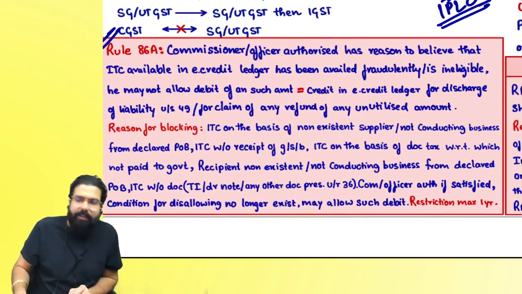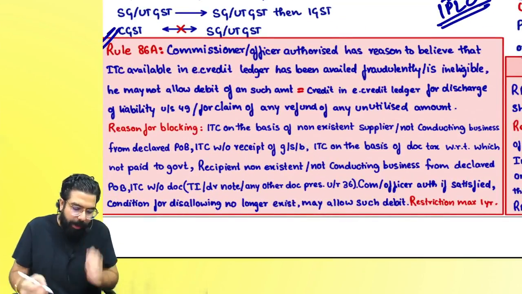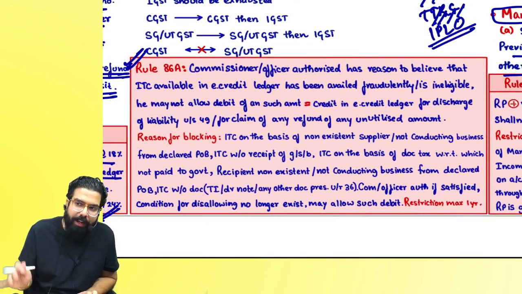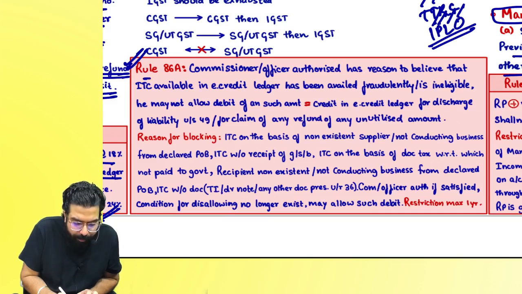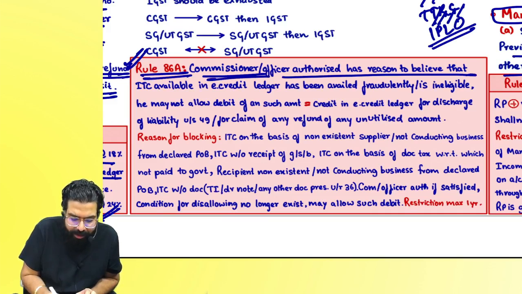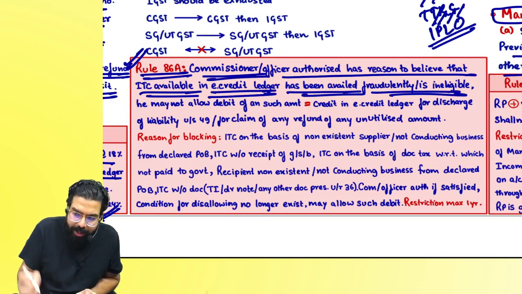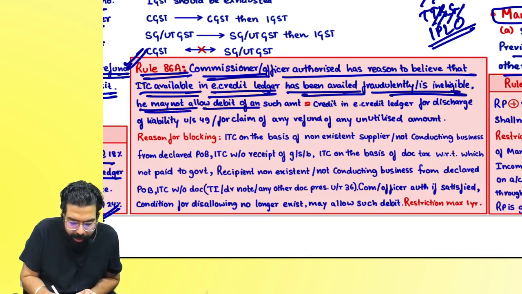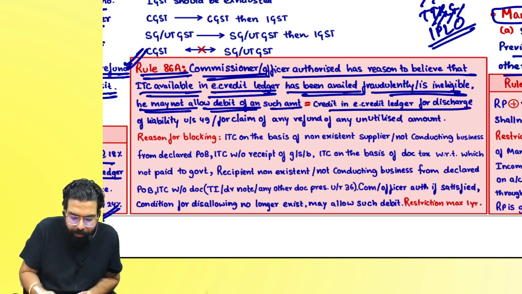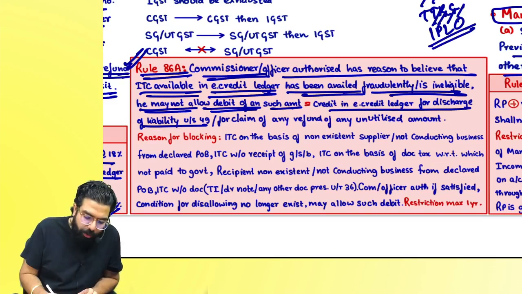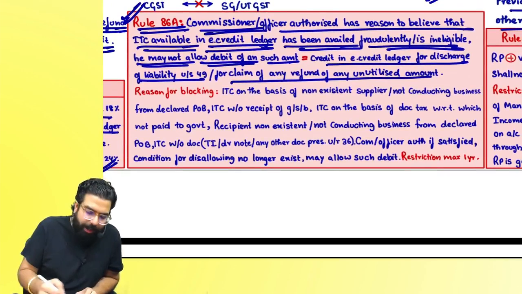Now, rule 86A comes in if the commissioner has any doubt that the credit you have taken is ineligible, then he will block your credit. It says that if the commissioner or authorized officer has reason to believe that ITC in the e-credit ledger has been availed fraudulently or you are ineligible, he may not allow debit of such amount equal to the credit for discharge of liability, and you can't claim a refund of that amount either.